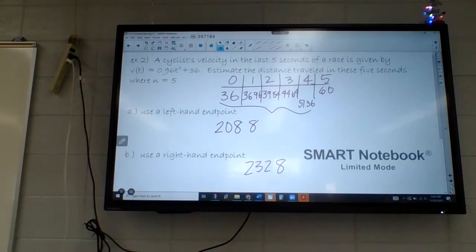All right, why would one be better than the other? Can you guys tell? Why would one be a better estimate than the other? Because they're not moving at 0. Well, these last 5 seconds, he's already going 36 miles an hour, so he's speeding up. I thought it was like 0 to 5. Yeah, they're just giving us that as he's already going at that point. So then it's the other one then.